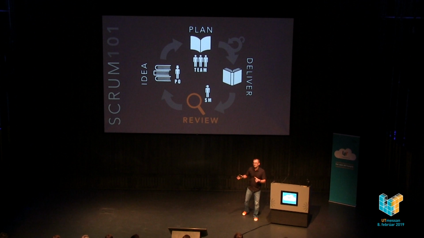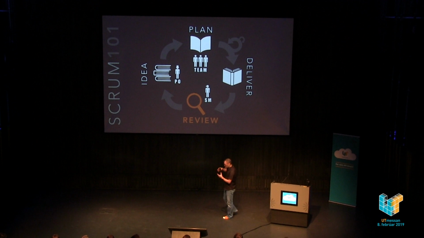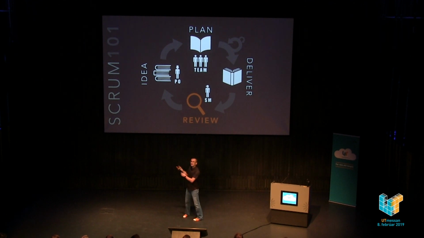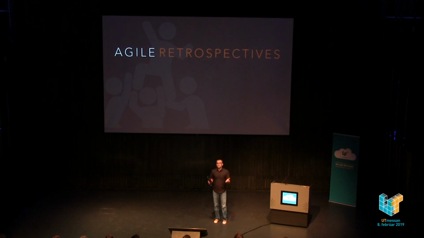And this image, I'm calling it Scrum 101. This could be applied to anything called Agile. This could be applied to anything in software development. You always start off with an idea, you put down a plan, you deliver something, and then you review it. I'm going to call this sprint retrospectives, and you might want to look at it as agile retrospectives. If you're interested in knowing more about retrospectives, I suggest you Google agile retrospectives because you will find a lot of content under that.